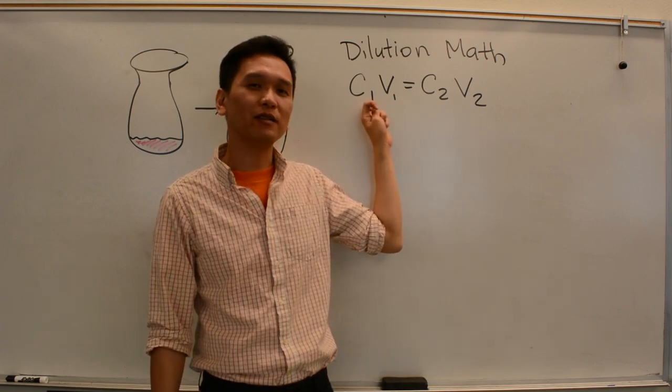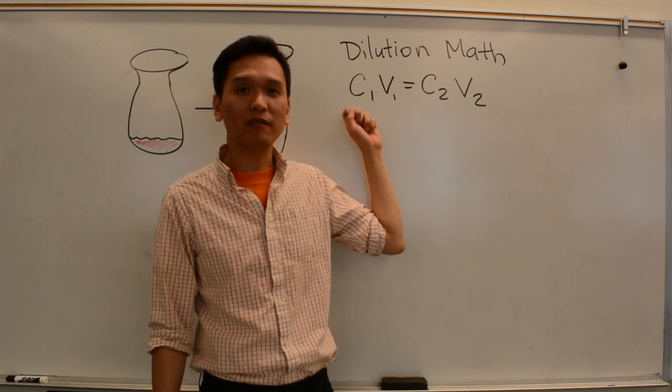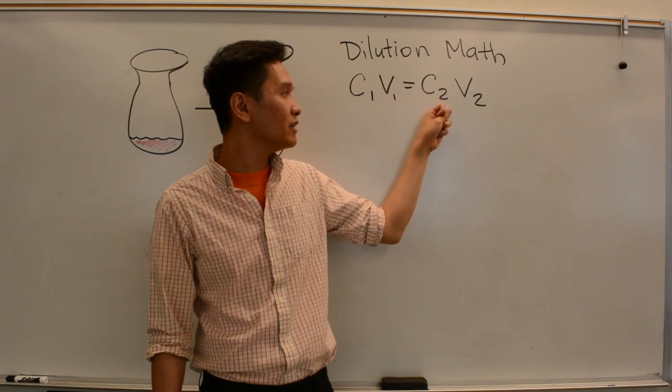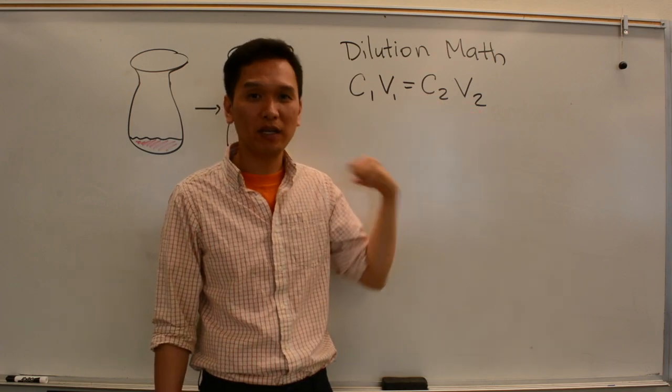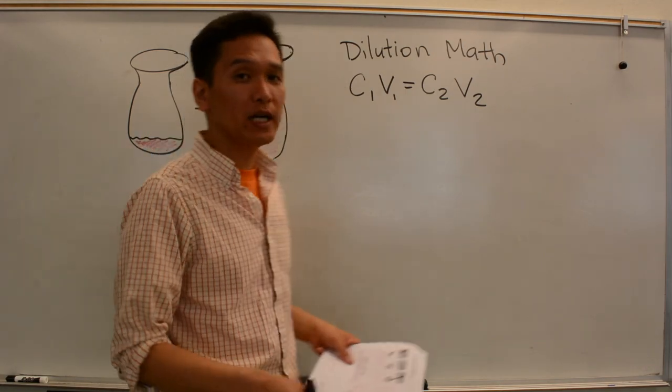How would you describe it? It would be an inverse relationship, right? If one goes up, the other one goes down. If concentration changes as an increase, then the volume would be a decrease, and vice versa. So let's do an example.